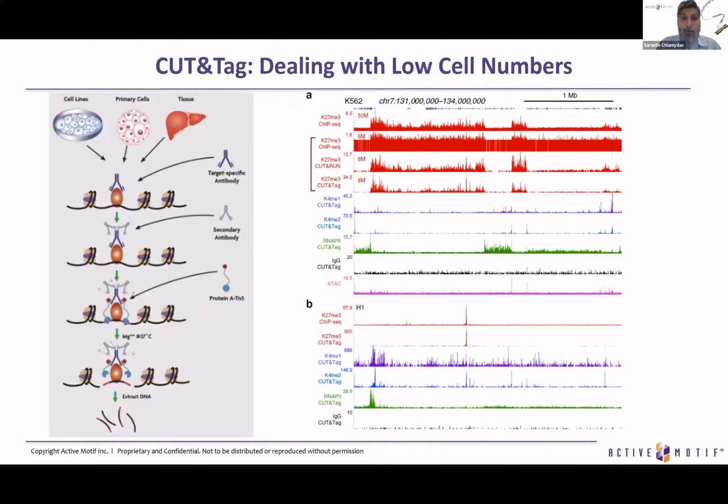Here's an example where you can see that for the same histone marks, like H3K27 trimethylation and H3K4 monomethylation, we need less sequencing depth in comparison to ChIP-seq. For a ChIP-seq, we need like 50 million reads. For a CUT&Tag, we need 8 million reads to get really nice and reproducible data.